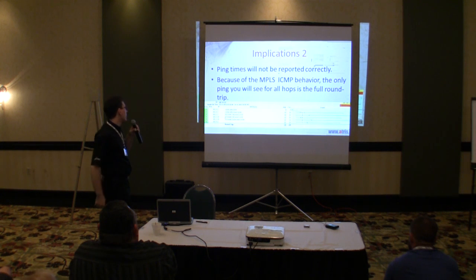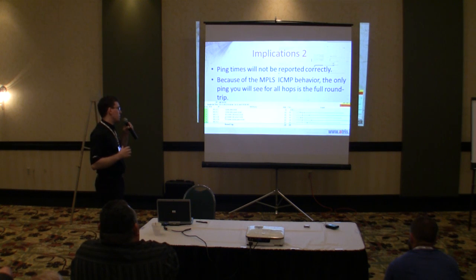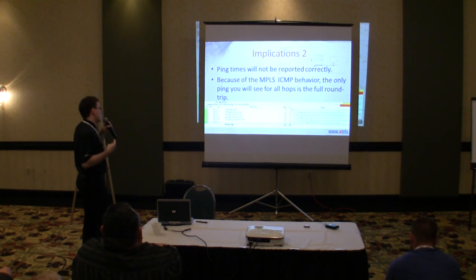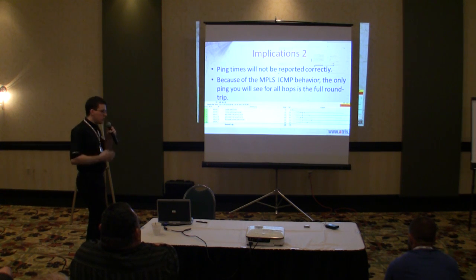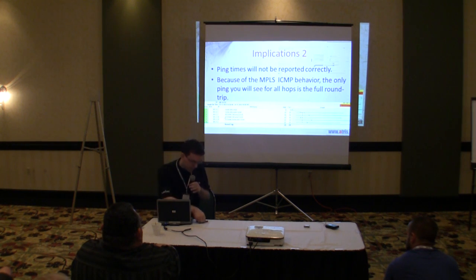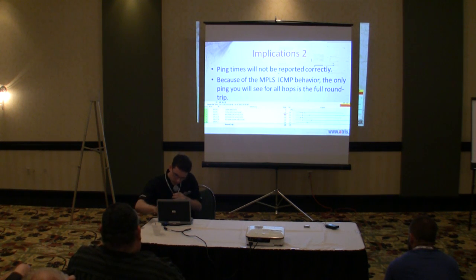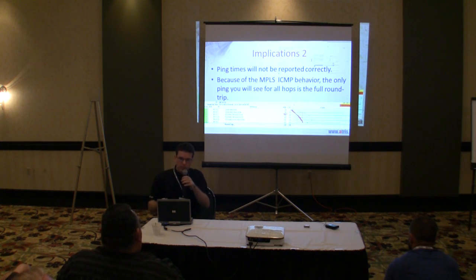So implication 2, ping times will not be reported correctly. Well, not correctly like we are used to them. Because of this behavior, because the ICMP packets have to be forwarded all the way, the only ping time you will see for all the hops is a full round trip. So if you look at this example, this is an MPLS trace route with pings. You will see that right at the first hop, I get 13 milliseconds. And those 13 milliseconds are the same for all the hops. That's, again, because of how ICMP behaves in MPLS. Normally, the graph would look like this, right? The latency gradually increasing over hops, not in MPLS.